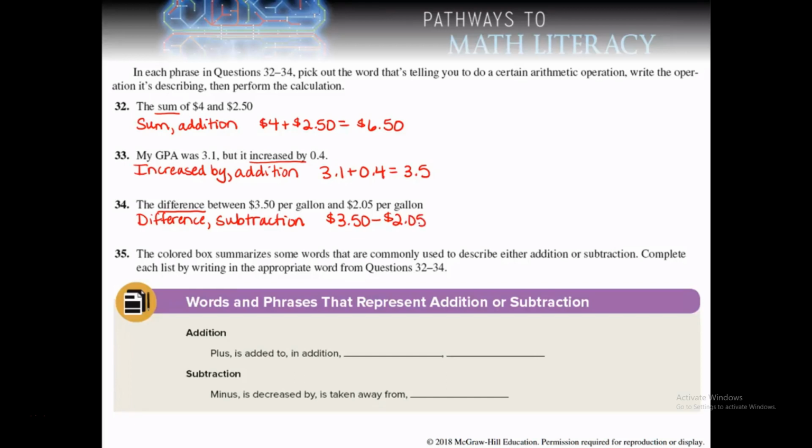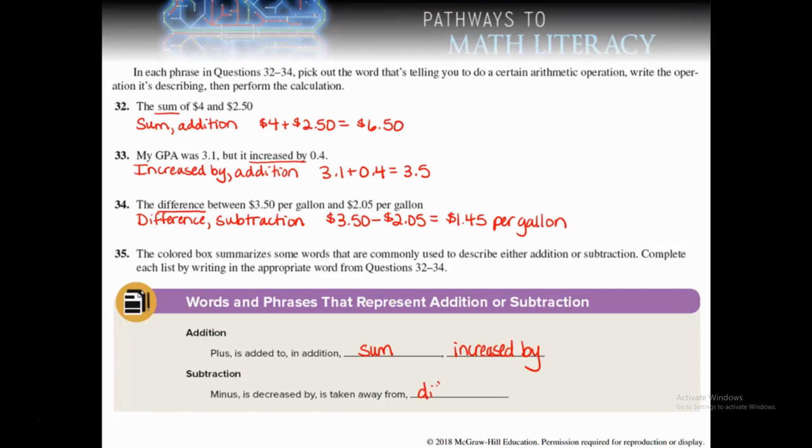So then in 35, we're summarizing some of the words that tell you whether to add or subtract. For addition, you have plus, is added to, in addition, and then the two that we just learned, sum and increased by. And for subtraction, we have minus, is decreased by, is taken away from, and then the one we just learned, which is difference.